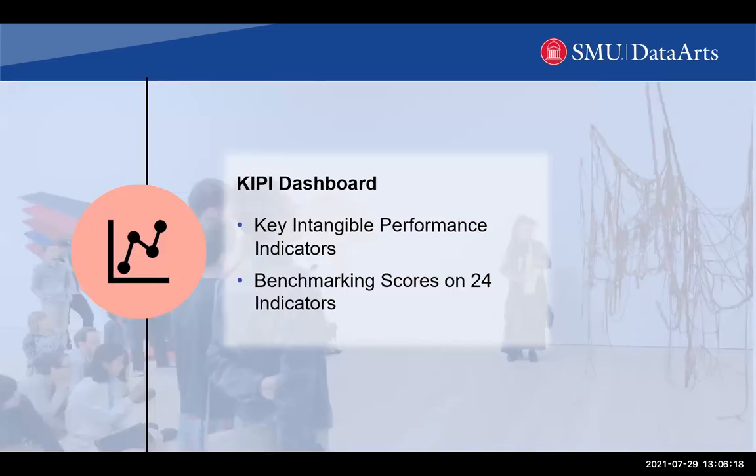So let's start with the basics. What is the KIPI dashboard and where can you find it? So KIPI, it's a bit of a mouthful, but it stands for Key Intangible Performance Indicators. This is a dashboard that provides benchmarking scores on 24 key performance indicators for your organization.